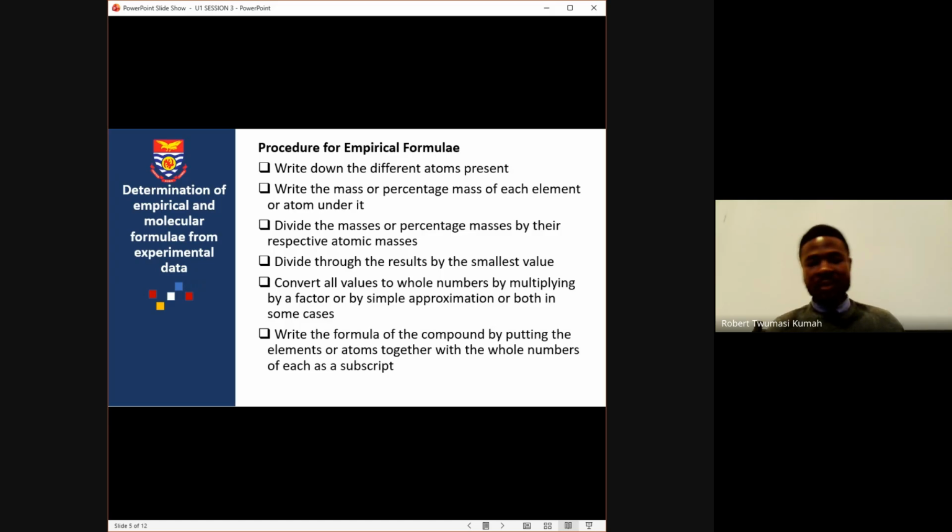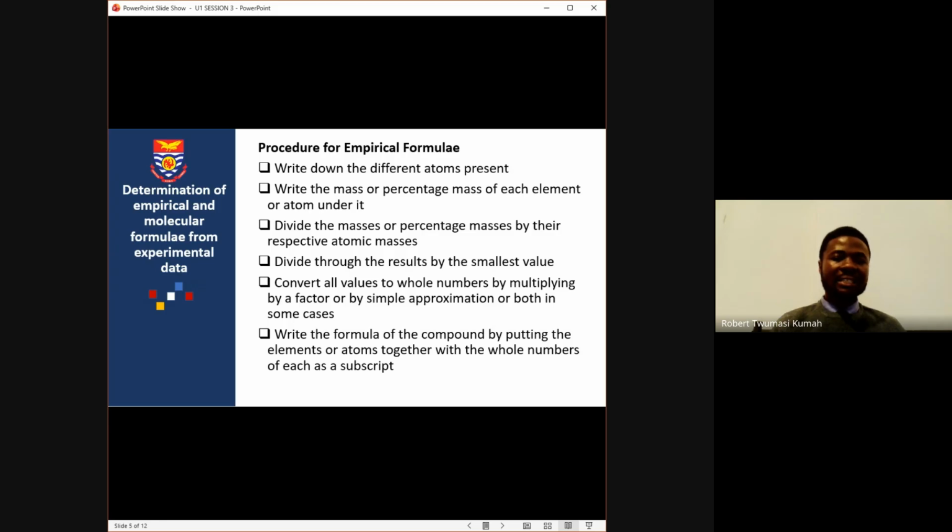So let's say you are a chemist in the lab, you've done your qualitative and those things, you now know the elements that are present. How do you write your formula? You cannot straight away write the molecular formula. You can start from the empirical formula. So the first thing to do is to write down the different atoms present. So we're going to write all of them down. And when you finish, write the mass or percentage mass of each element or atom under it.